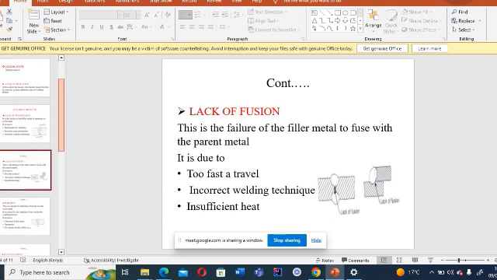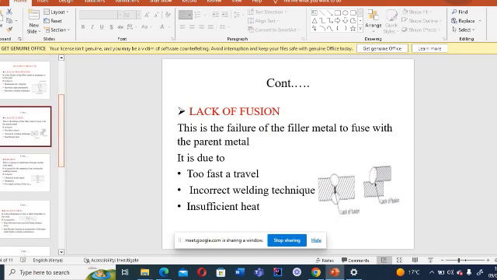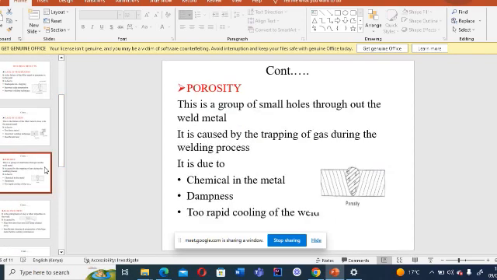The third type of defect that occurs during welding is the porosity. Let me say, if we have some air pockets in the weld between the welding filler metal and the parent metal, it creates small holes throughout the weld. So it is caused by trapping the gas during the welding process.